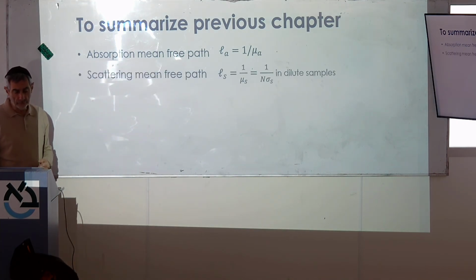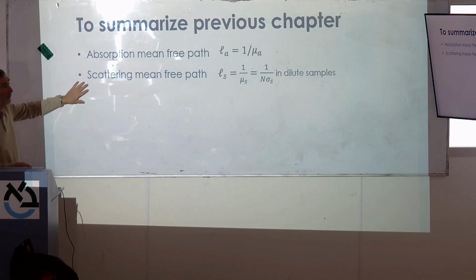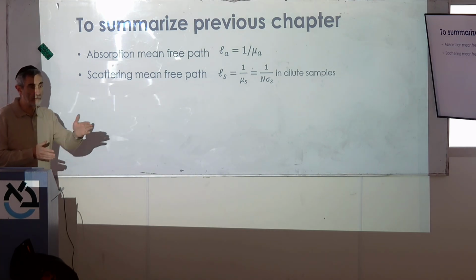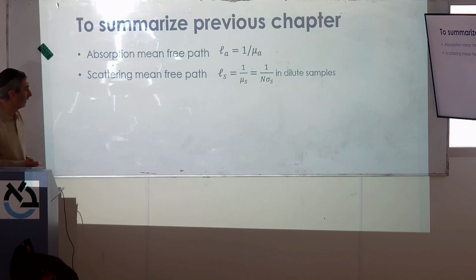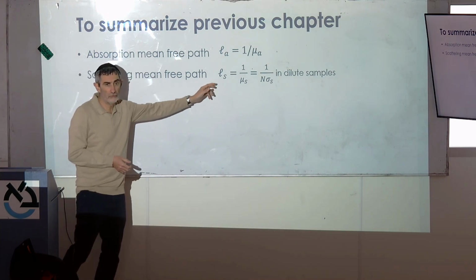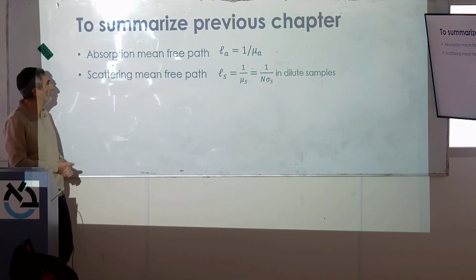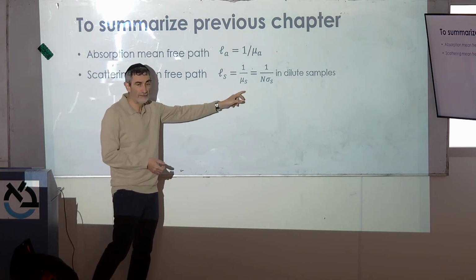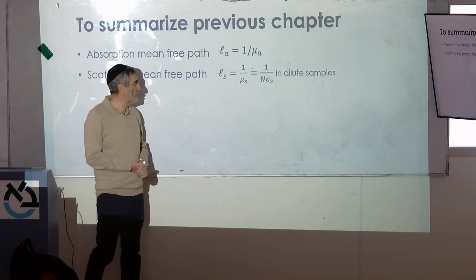The second quantity that we define is the scattering mean free path. That's the amount of light which is lost relative to the ballistic light. This is lost on the characteristic length, which is the scattering mean free path, l_s, which is 1 over mu_s. mu_s is the scattering coefficient.